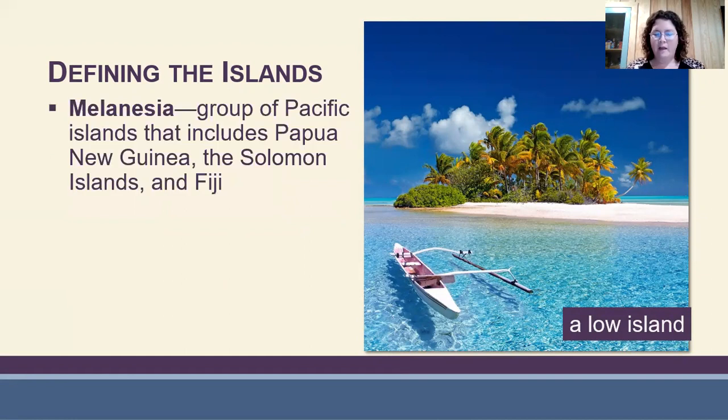All right, another way of defining the Pacific Islands is by their geographic groups. You have Melanesia, Micronesia, and Polynesia. Melanesia is named after the dark-skinned people who live in the region. It includes Papua New Guinea, the Solomon Islands, and Fiji.